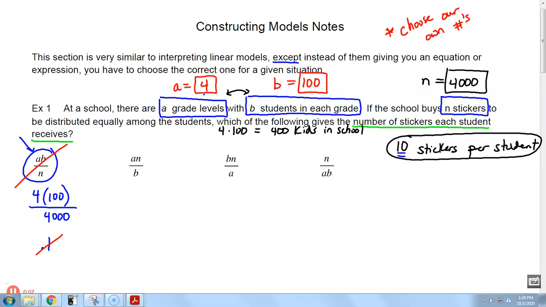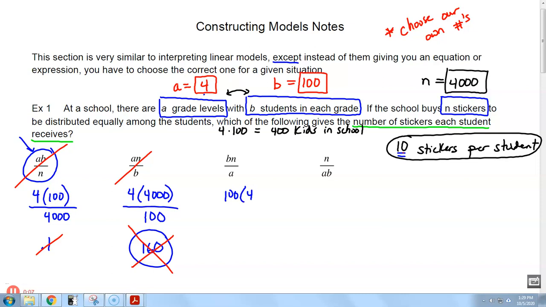A times N. So 4 times my N, which was 4,000, and if I divide that by the number of students in each grade, which was 100, well, that would be 16,000 divided by 100, which would be 160, I believe. And that's way too big. Every kid's not getting 160 stickers each. So this can't work.